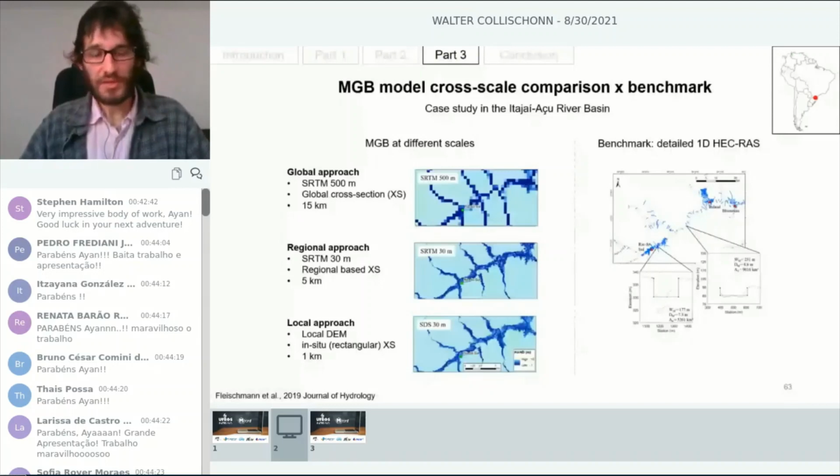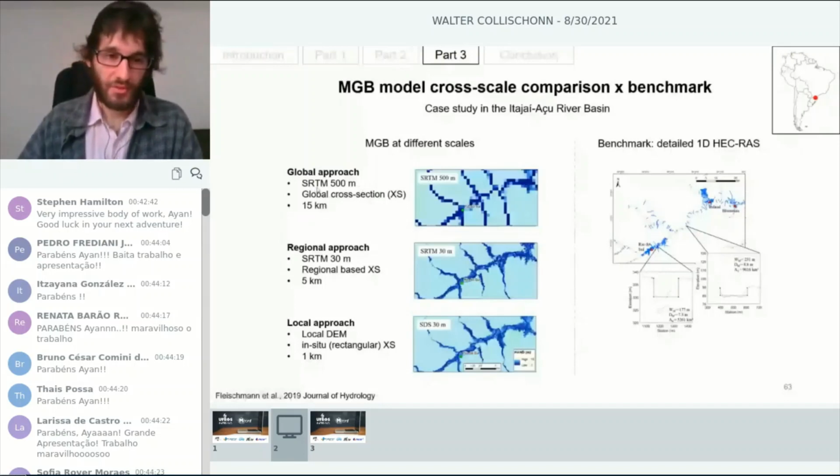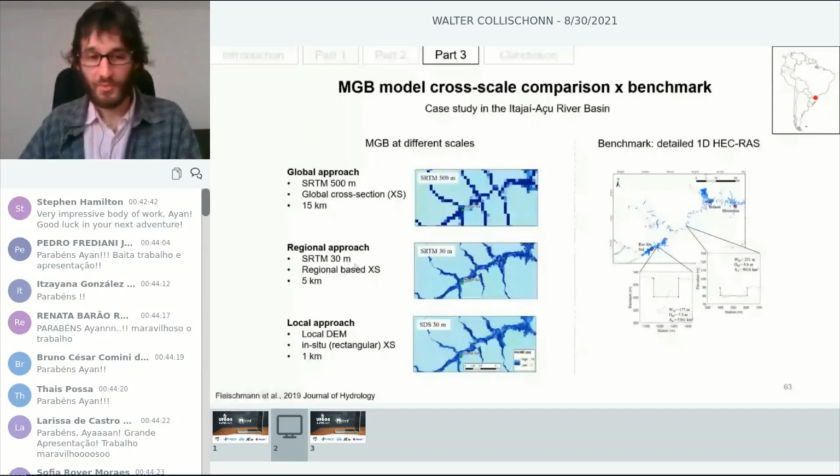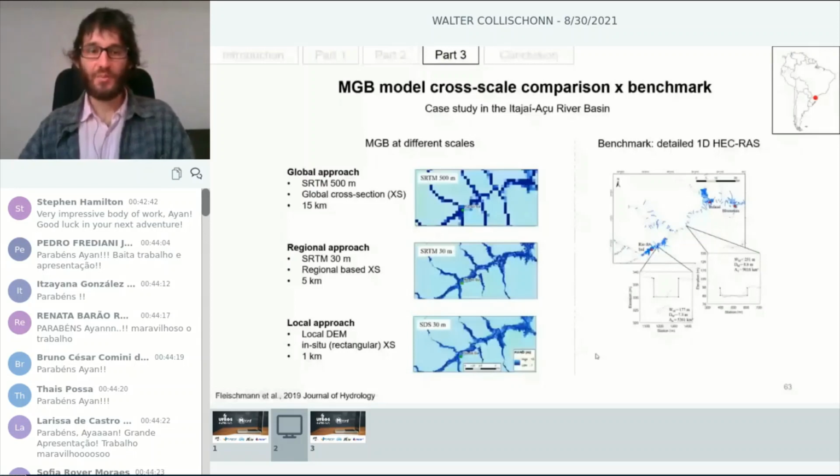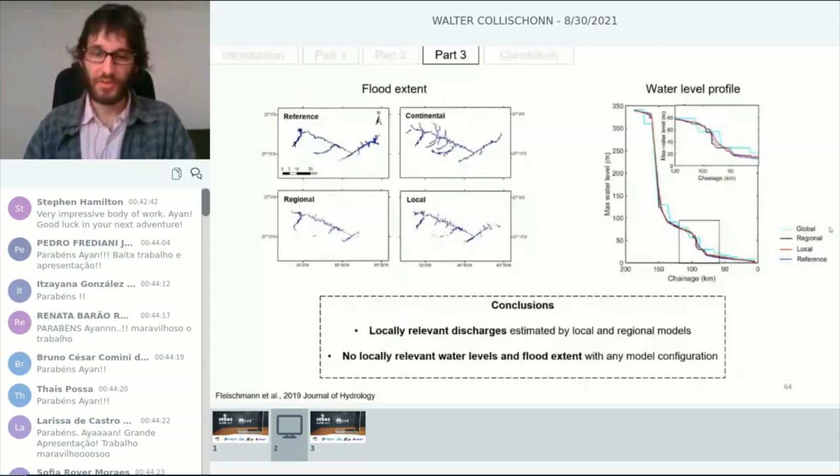So basically we applied the MGB model at 3 different scales: a global approach with coarser input data, coarser DEM, coarser spatial resolution, and coarser cross-section data. We also applied it in a regional approach with more detailed data, and then a local approach with very detailed data that we had access to. And we compared the 3 approaches, the global, the regional, and the local, with a benchmark, which was a very detailed HEC-RAS hydraulic model that we developed for the basin with more than 600 cross-sections.